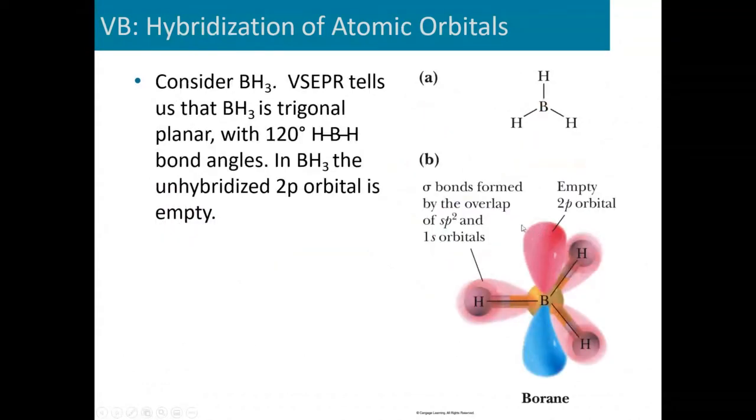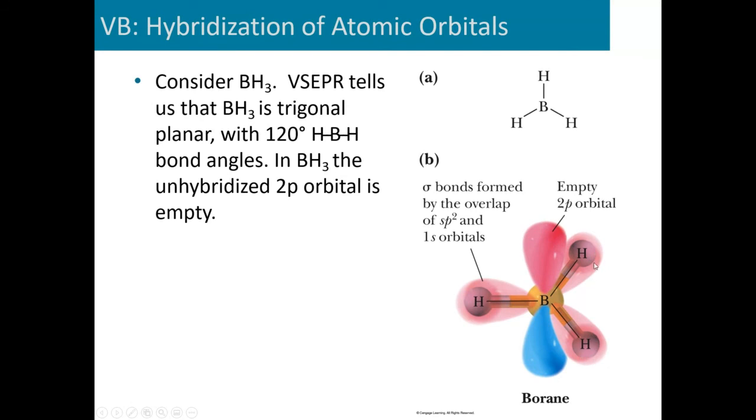So here is the example of an sp2 hybridized molecule, that is BH3. You see that BH3 here is trigonal planar because it binds only to 3 hydrogens, and then it has an empty p orbital. So it's not involved in the hybridization.